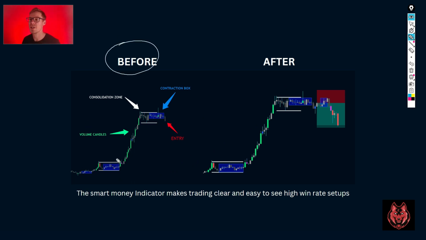Here's a breakdown of a before and after. Here's before the trade. You can see we get our smart money box being formed. Price breaks out at this level over here. We could enter right over here. We ride the trend up. You can see the displacement candles.